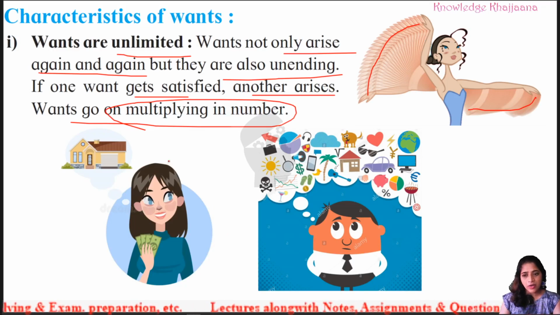Earlier she didn't have a single home, later on she thought of having a second home, and later on she thought of having a farmhouse. So these are all homes only, but wants are multiplying in number. Because it is a human tendency.